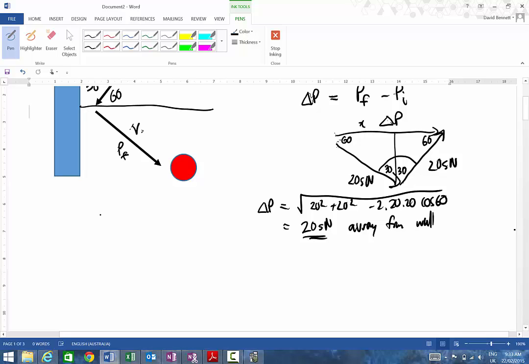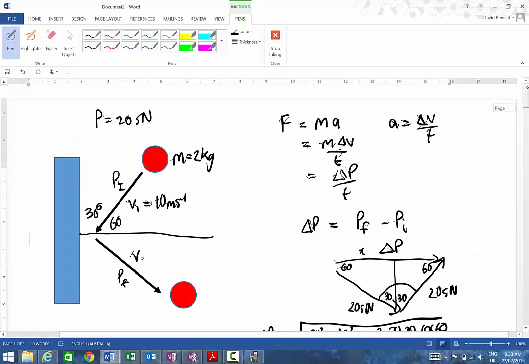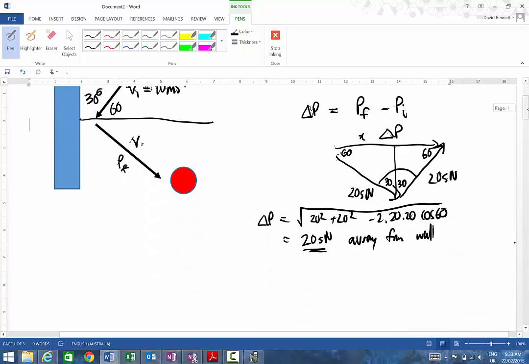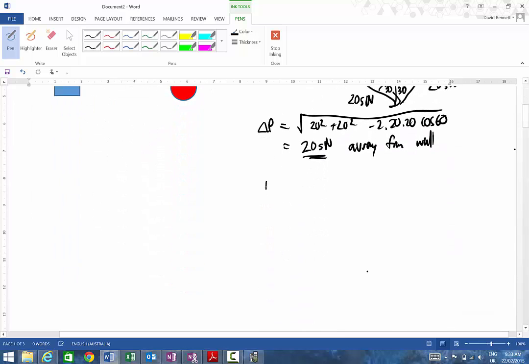Quite often they also ask for the other bit, which is what the force is, and we know the force is the change in momentum over time. So the force is equal to the change in momentum over the time. Let's say this has an impact with the wall for 0.1 of a second, then that's going to be equal to 200 newtons. Okay, so in that particular time period, it's going to exert a force of 200 newtons.